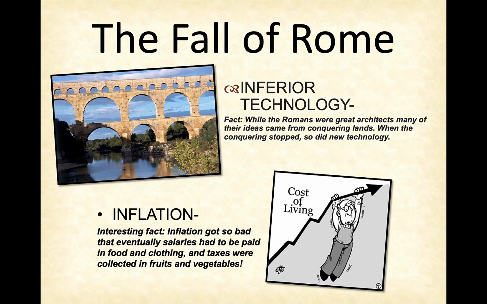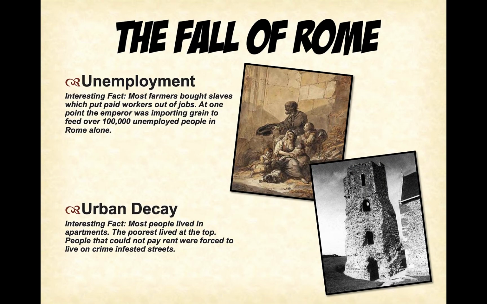Inflation. So inflation got so bad that eventually salaries had to be paid in food and clothing, and taxes were collected in fruits and vegetables. So the cost of living was way high. Nobody had any money. They're no longer getting these new technologies. The military is just a huge drain on the economy. Okay, so tons of things going on here.